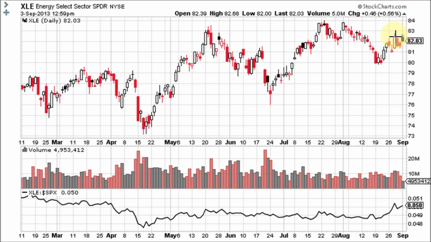So a break above right here at 83 would be very bullish, and a break above this high right here on price relative would also mean that energy is outperforming the S&P 500 by far.